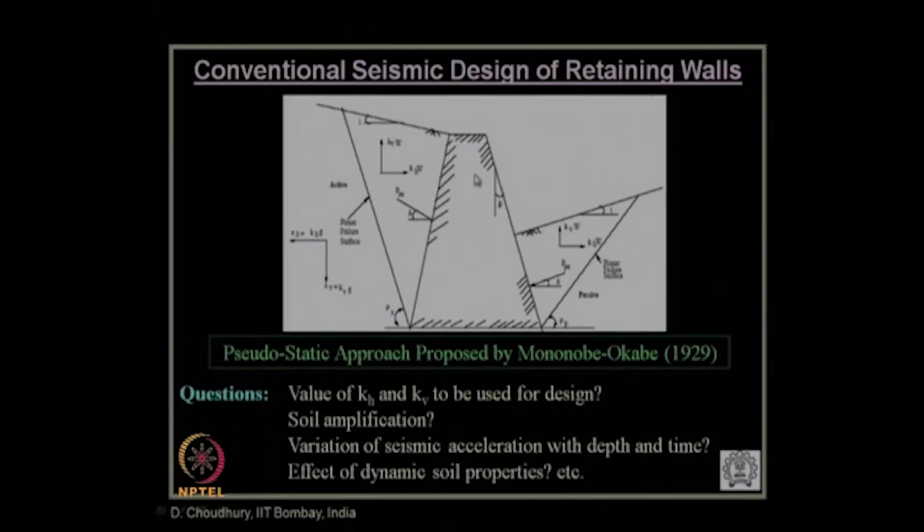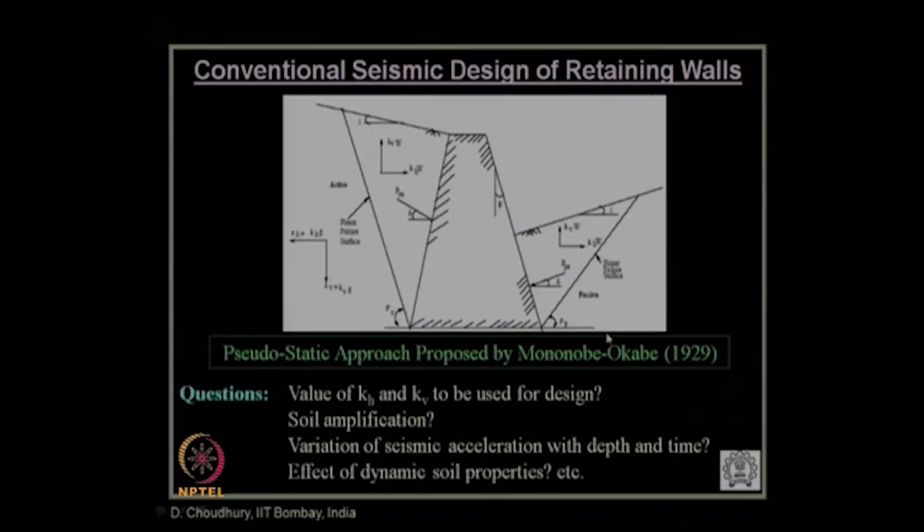gravity type rigid retaining wall section, and if the wall tends to move in this direction, where you have a backfill level at this height on the left side of the wall, and on the right side you have this much height of the backfill. If the wall tends to move in this direction, obviously the active state of earth pressure will be formed on this side, and the passive state of earth pressure will get generated on this side, right.